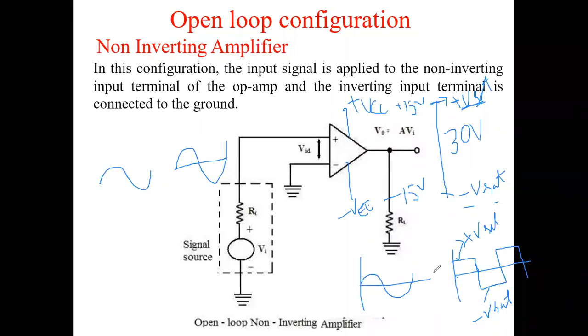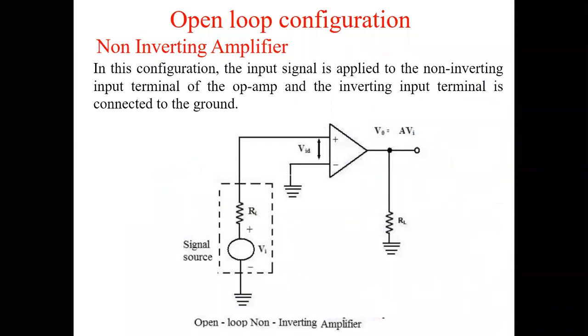Because it can produce only two types of output, either plus VSAT or minus VSAT. That is why in most cases this open loop configuration is not used. Only in special cases do we go for open loop configuration. So that is the problem of open loop configuration.